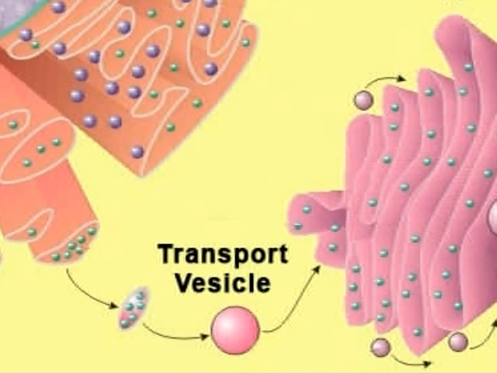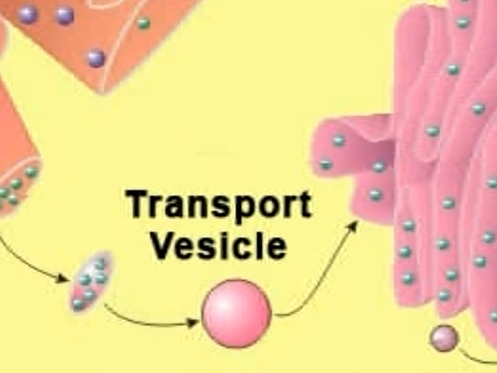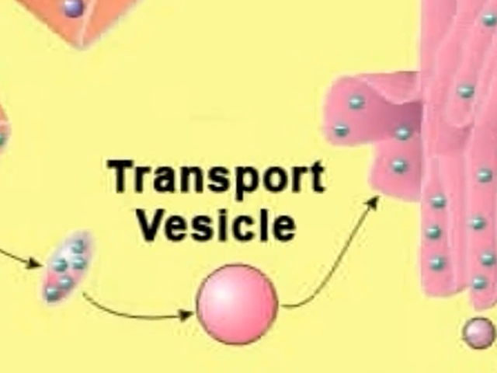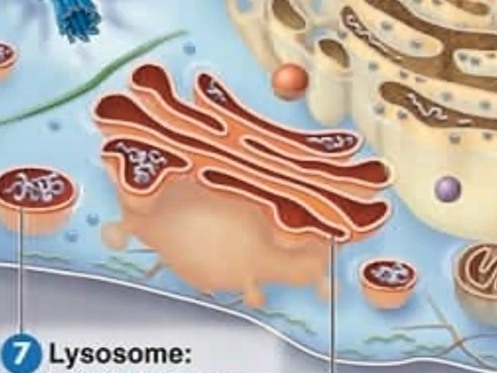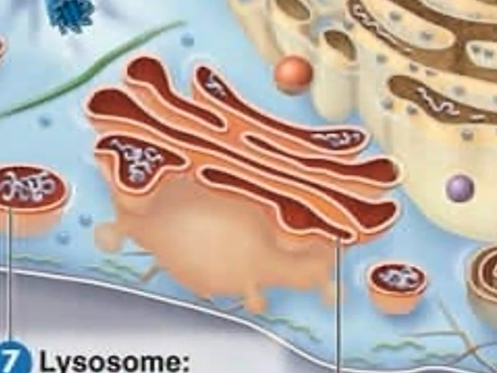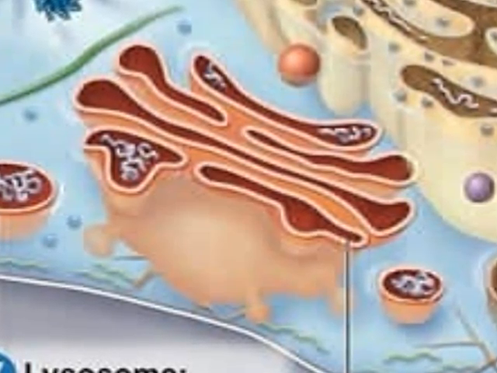Let's follow protein. Okay. The proteins from the rough ER are packaged into vesicles, which carry the ER products to the Golgi apparatus. The Golgi apparatus is a flattened membranous sac. The Golgi apparatus modifies ER products, produces certain molecules, and produces lysosomes and secretory vesicles.